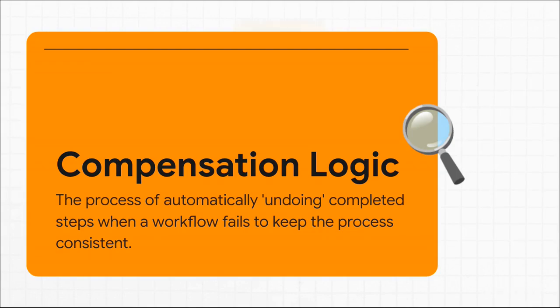It's called compensation logic. But really, it's just a set of rules that automatically reverses the steps that already worked when something later on breaks. Why does this matter? Because this is what keeps the entire business process consistent. It's the difference between a happy customer who gets an automatic refund and an apology and a very angry customer on the phone wanting to know what happened to their order.